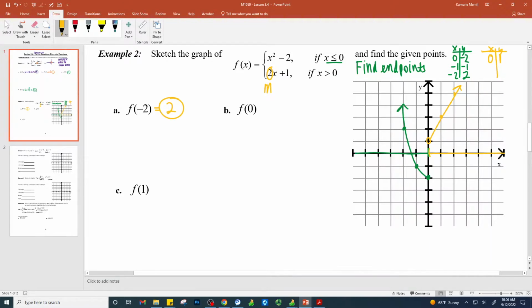f of 0. Which function is that one in? Top one, -2. Luckily, we already found those on the graph, right? f of 1, 3. It's on the bottom one. 3. Yeah. Okay, let's go for it. Piecewise should be pretty good for most of us.